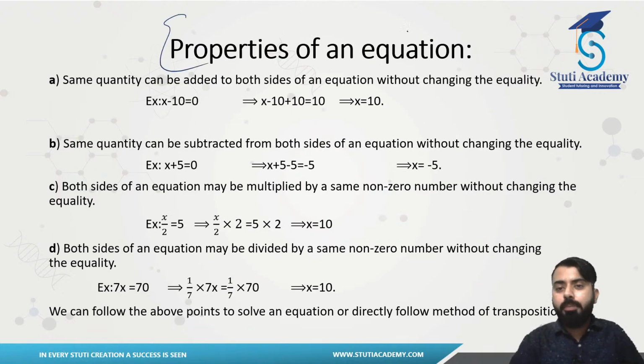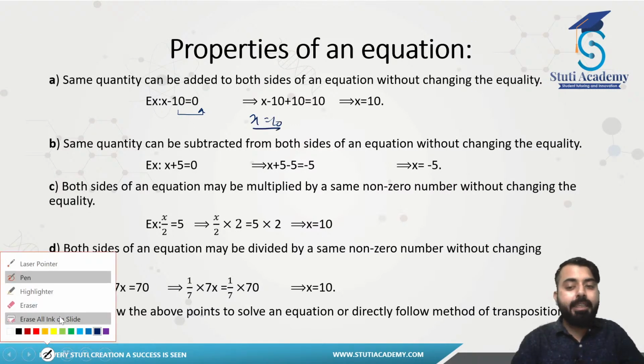Now we are going to move forward and see some properties of an equation. These are things that should have been taught to you in your earlier classes also. You see, the same quantity can be added on both sides and the same quantity can be subtracted on both sides. If I have x minus 10 equals 9, I can take this 10 to the other side, and then x equals 19. But what truly is happening here is that we are just adding 10 on both sides.